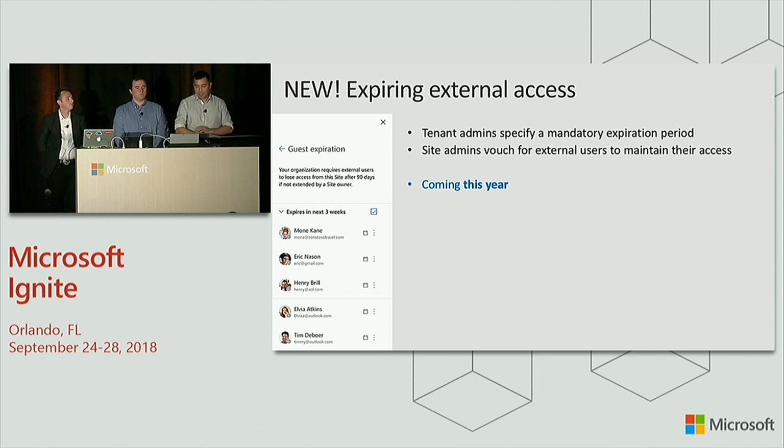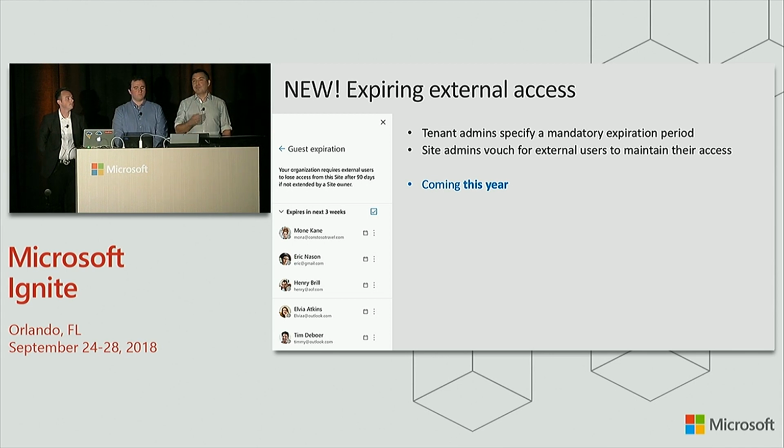A tenant admin will be able to specify a mandatory expiration period. In this example, 90 days. Site admins then have to go vouch for those users to renew their access. If a site admin doesn't do anything, all of those external users lose access to everything in the site. It's really nice. It's a great way to make sure that people only have access if they still need it.